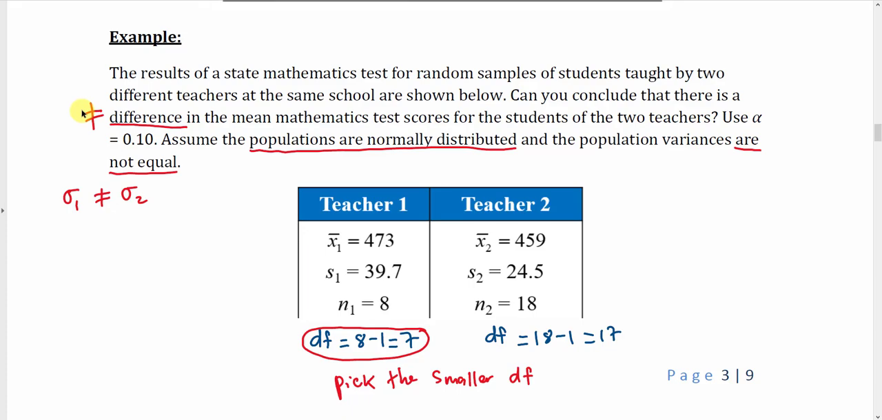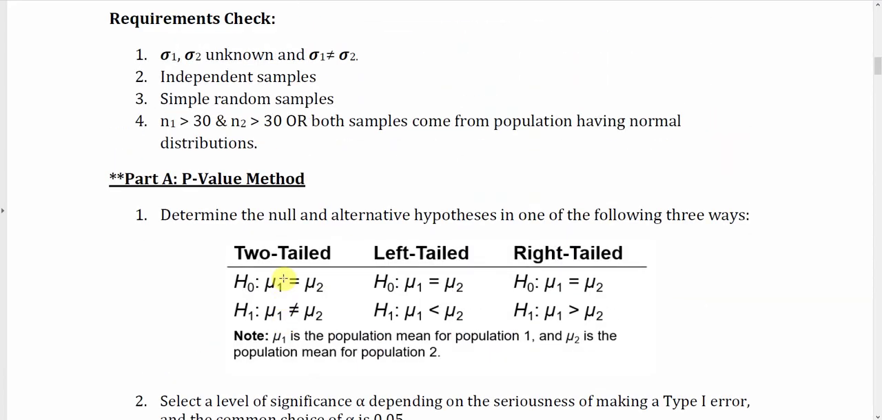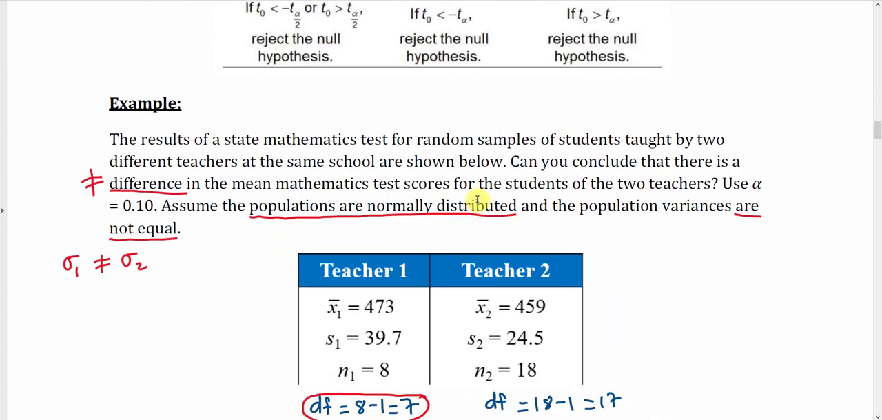And the different sign applies for the two tails, right? The two tail case right here. This is a different sign. Okay. So this question is saying, can you conclude that there's a difference in the mean? This is the key word. So we are testing about the mean between 2 samples.